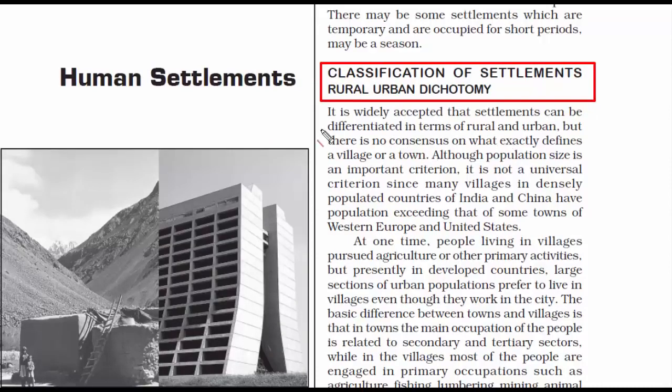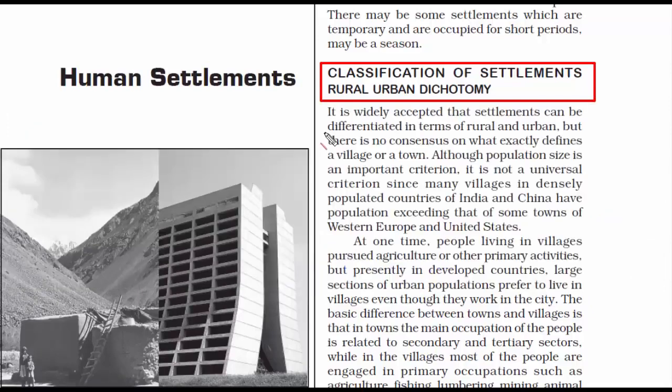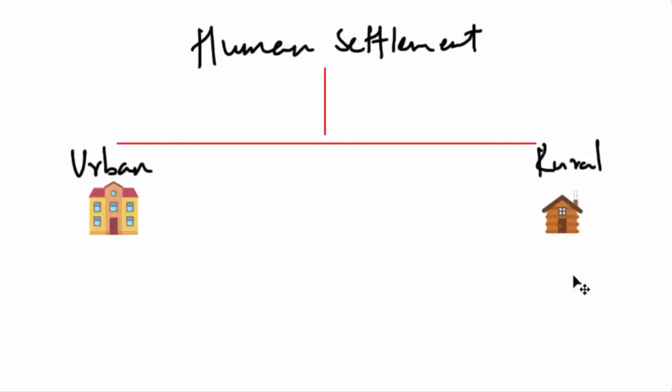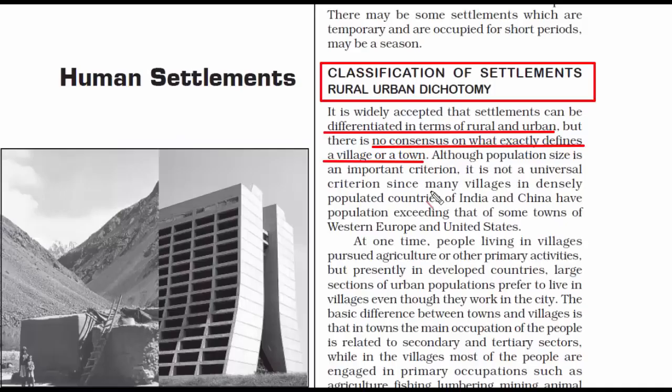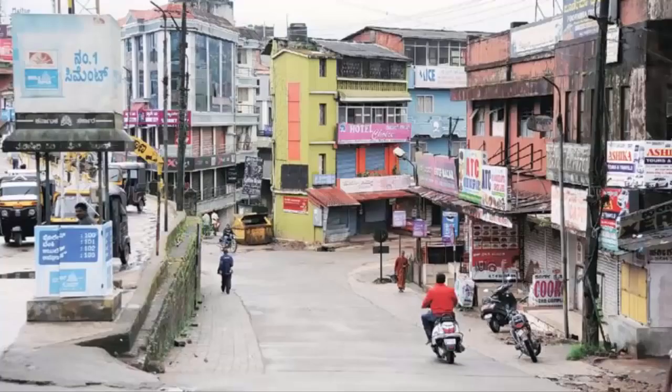Now we go to the topic classification of settlements. Rural-urban dichotomy. The meaning of the word dichotomy is duality, dividing into two parts with opposite views. We all know that human settlements have been divided in terms of rural and urban, but there is no way to define what is a village and what is a town. We generally make a differentiation based on development, modernization, etc. But that's not the way to judge because there are villages in developed countries that have the same or sometimes better facilities than a town of a developing country.